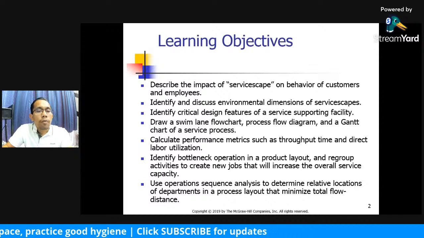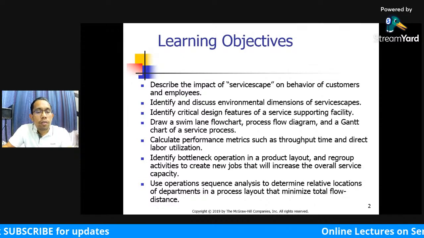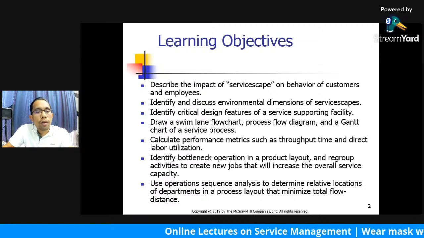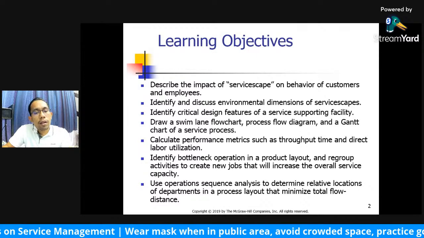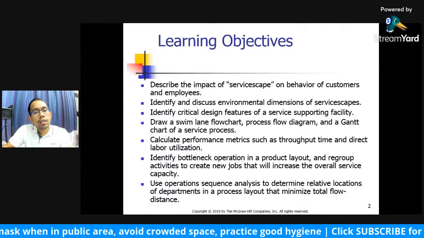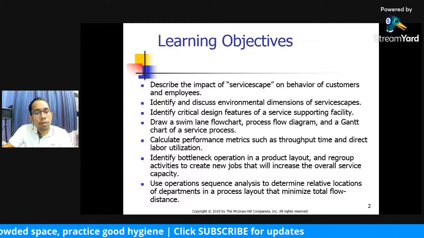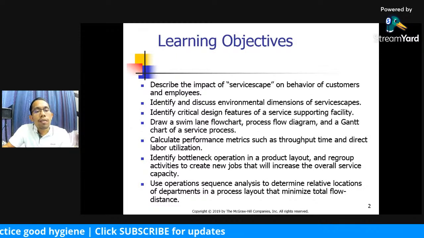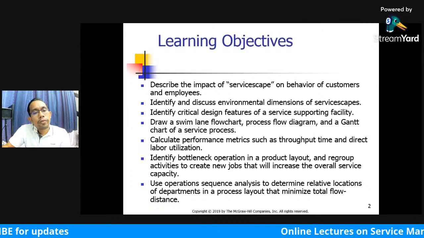Calculate performance metrics such as throughput time and direct labor utilization, bottleneck operation, product layout. We do create new jobs and that will increase overall safety. And the last objective in this section is to use operation sequence analysis to determine the specification of department and process layout. This is the objective that we have in this chapter.